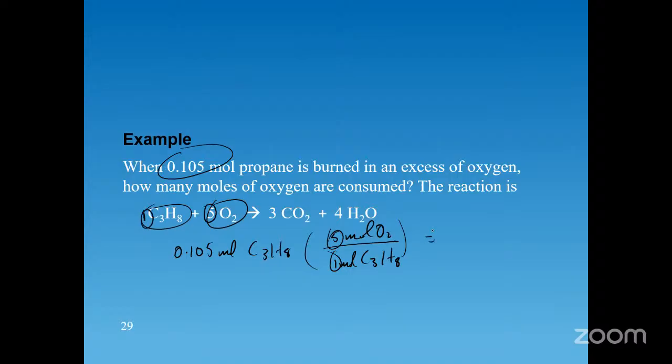So all we have to do now is calculate what this gives. That's 0.105 times 5, and that gives, according to my calculation, 0.525 moles of oxygen. And that's it, all right? Any questions about this one? Any questions? It's a relatively simple example because you're doing basically a mole-to-mole type of calculation. All right?